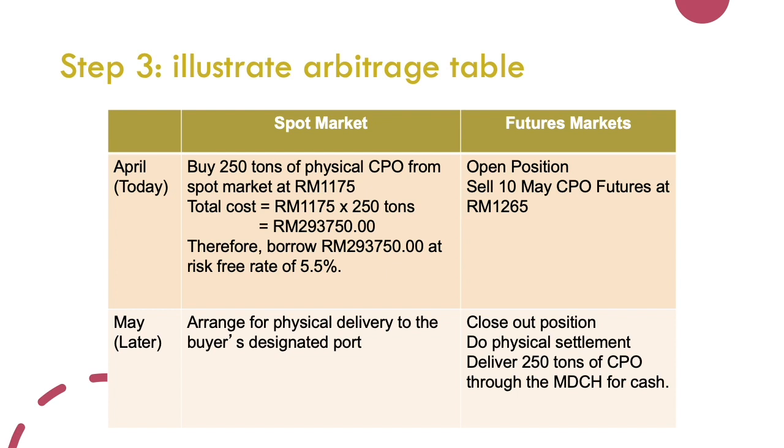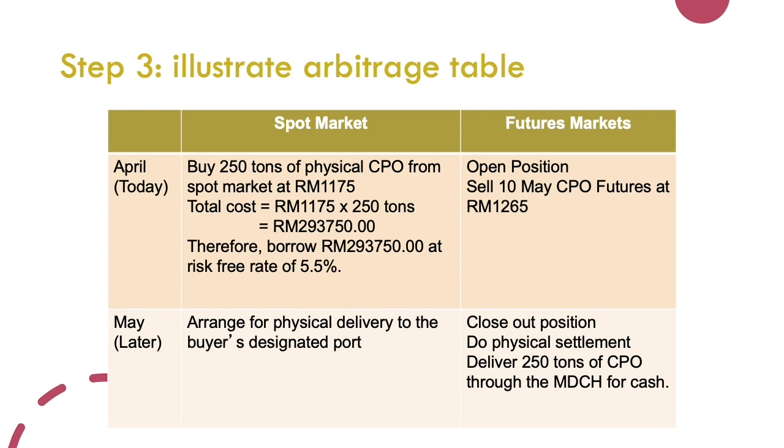So step number 3, you need to prepare your arbitrage table. The arbitrage table is a table where you outline in detail all your arbitrage transactions for your strategy. We have 2 columns, spot market and futures market, because arbitrage involves the spot and futures markets. So today in April, in the spot market, you buy 250 tons of physical CPO at a price of 1,175. The total cost is 1,175 times 250 tons of CPO, which gives you RM293,750. So the arbitrager needs to borrow RM293,750 at the risk-free rate of 5.5%.